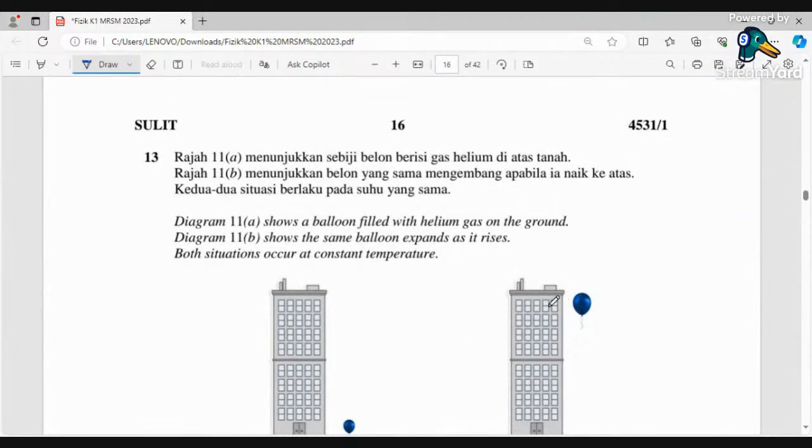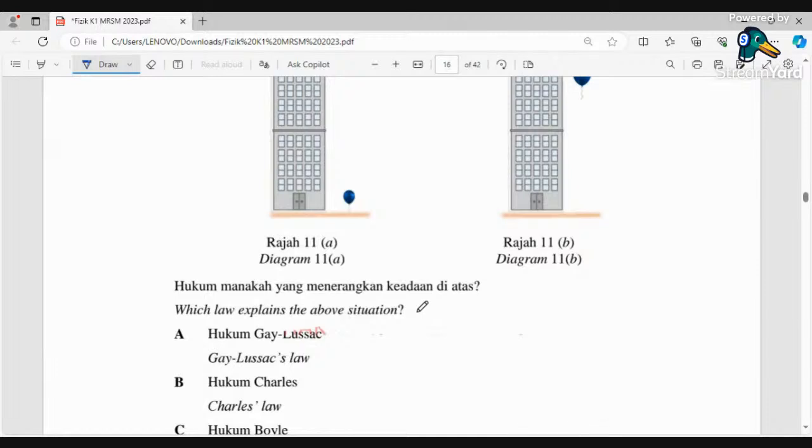Okay, number 13, balloon filled with helium gas, same balloon expand as it rises, constant temperature. Which law explain the above situation? Ingat balik yang triangle tu. PVT. Constant temperature. Means relationship between P and V ialah Boyle's law.